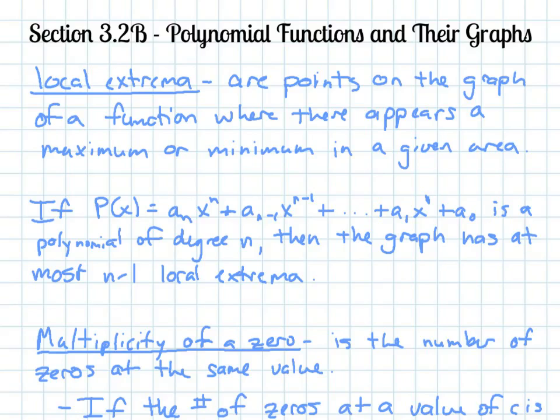Today's lesson, section 3.2b, is about polynomial functions and their graphs. Here we're going to talk a little bit more about the specific graph and some things that happen. We're talking about local extrema, and these are points on the graph of the function where there appears a max or minimum in a given area.